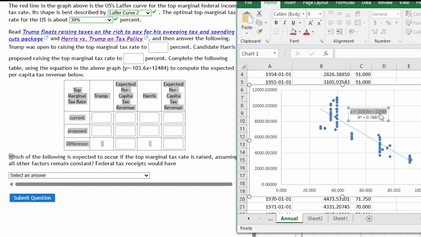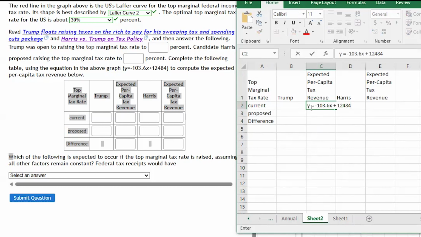I'm going to go ahead and copy that. I'm going to paste it right here. Then I'm going to delete the Y. The Y is the per capita tax receipts observed. What we're going to generate here is the expected value of per capita tax revenue based on the current top marginal tax rates under the Trump administration or under the Harris administration had she won. I want to change the X here to multiplication, and I'm going to click on cell B2. Then I'm going to drag this down.